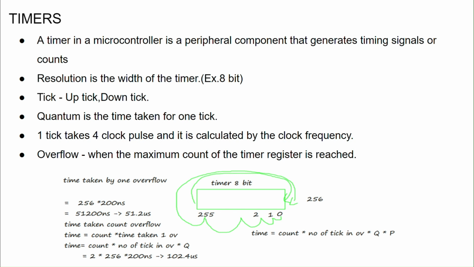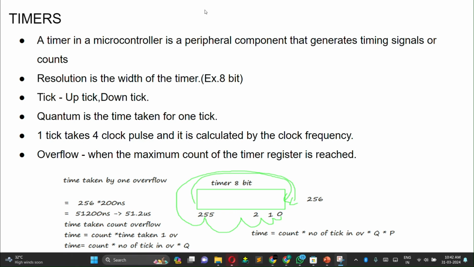Overflow is when the maximum count of the timer register is reached. The time taken by one overflow is calculated as follows: in an 8-bit timer, the value is between 0 and 255, which means totally 256 values. By multiplying this with 200 nanoseconds we can get 51.2 microseconds. And the time taken to count the overflows is equal to the count times the time taken for one overflow. By multiplying these values we get the time taken for the counted overflows.